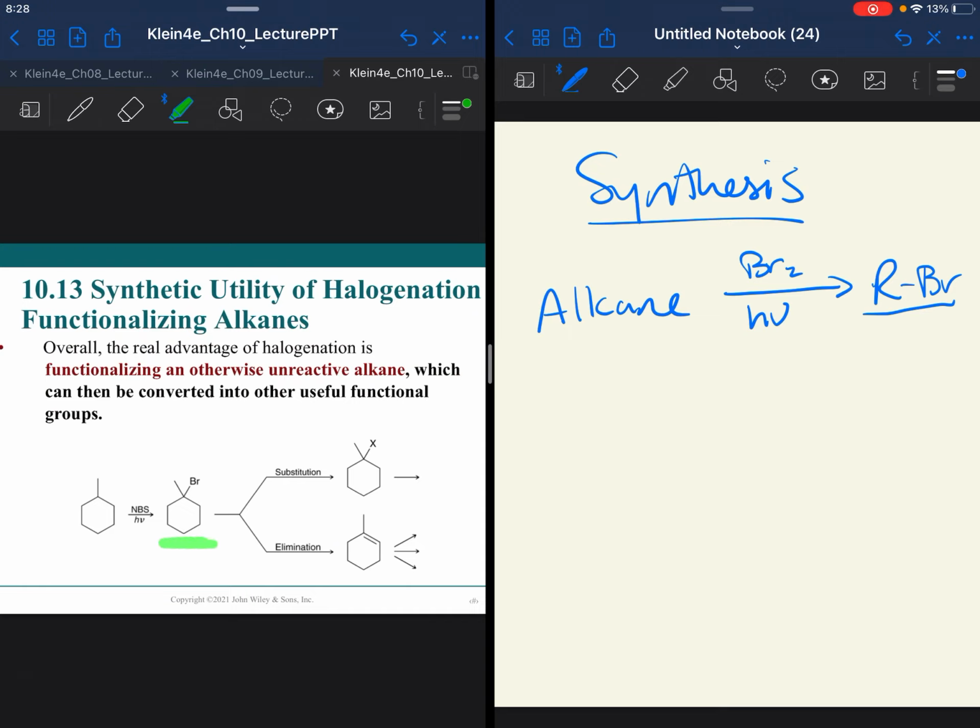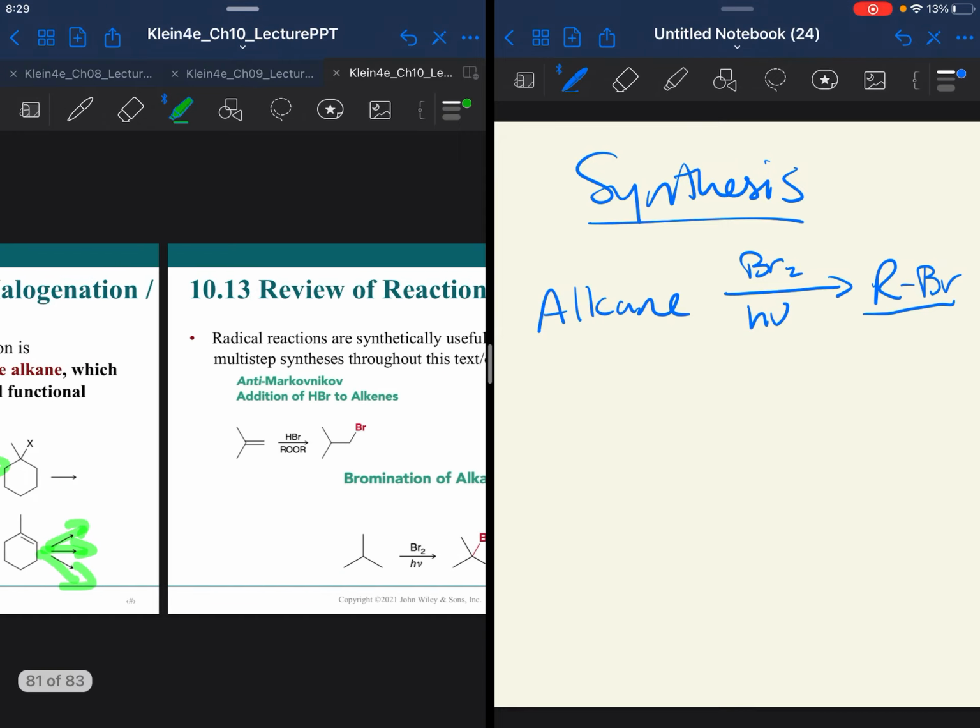So from here, you have a lot that you can do. If you start with an alkane, you can add bromine, and now you can do substitution reactions from chapter 7. You can do elimination reactions from chapter 7. From there, you can perform addition reactions from chapter 8. If you make a dihalide, you can then perform reactions to get you an alkyne, right? This is an entrance into all of the other chemistry that we've learned.